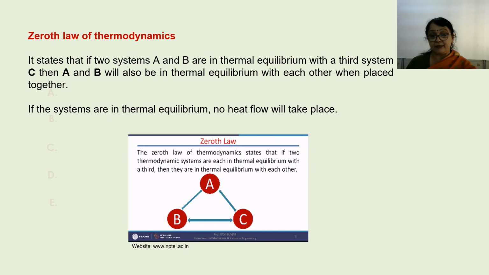This is the diagram showing the zeroth law. The zeroth law of thermodynamics states that if two thermodynamic systems are each in thermal equilibrium with a third system, then they are in thermal equilibrium with each other when placed together.